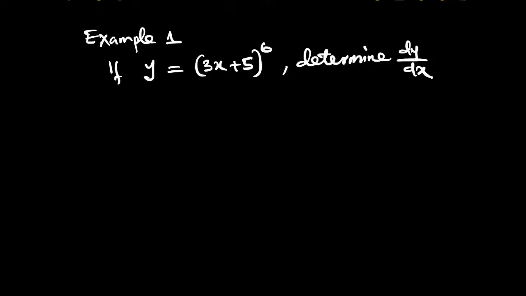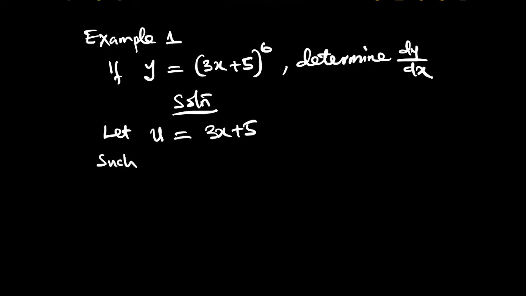Example 1. If y equals (3x plus 5) all raised to the power 6, determine dy/dx. To solve this problem, you will say, let u be equal to 3x plus 5, such that y becomes u raised to the power 6.